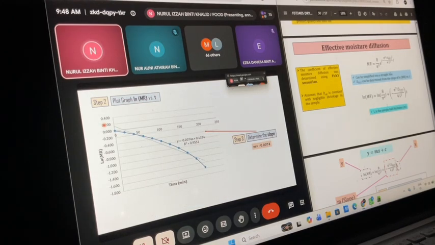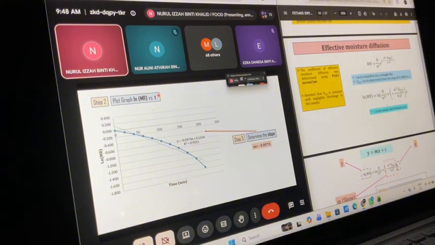After that, you plot the graph of log moisture ratio versus the time. Then you right click and put in the equation, and you will get this straight line here. So you know that the slope is negative 0.0074. Okay, so repeat again.